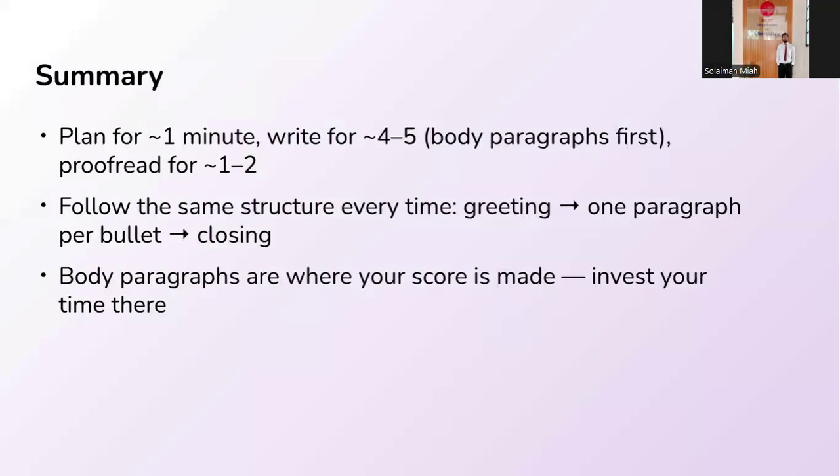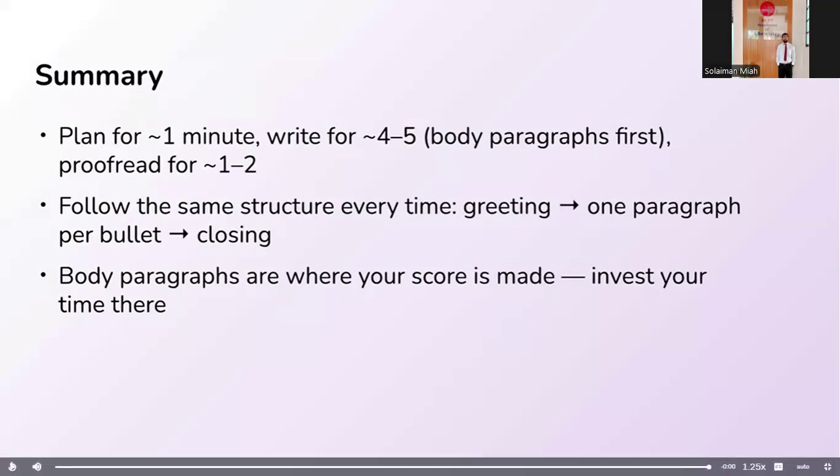To sum up, for this task, structure matters. Start with about 1 minute of planning. Then follow a clear format like the following: a greeting, one paragraph of at least 2 sentences for each bullet point, and then a sign off. Spend the most time on your body paragraphs, and then use the final 1 to 2 minutes to proofread. Be sure to keep your tone appropriate throughout. You don't need to be perfect, just clear, organized, and complete.